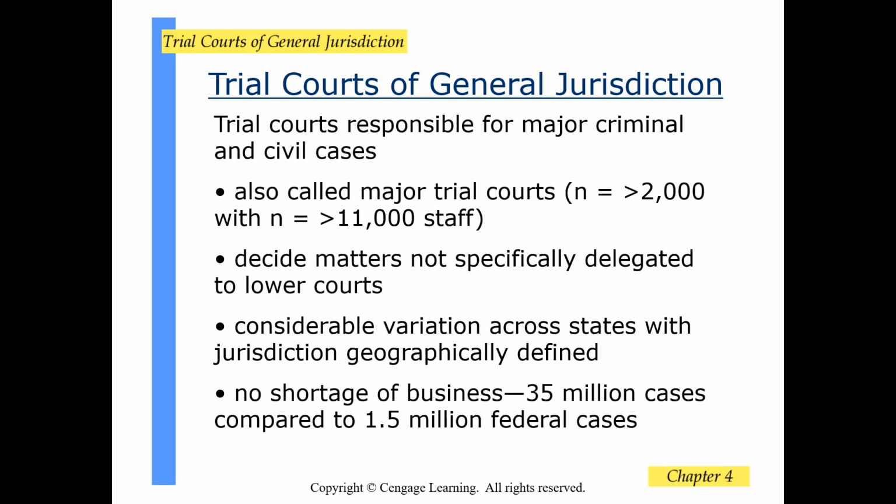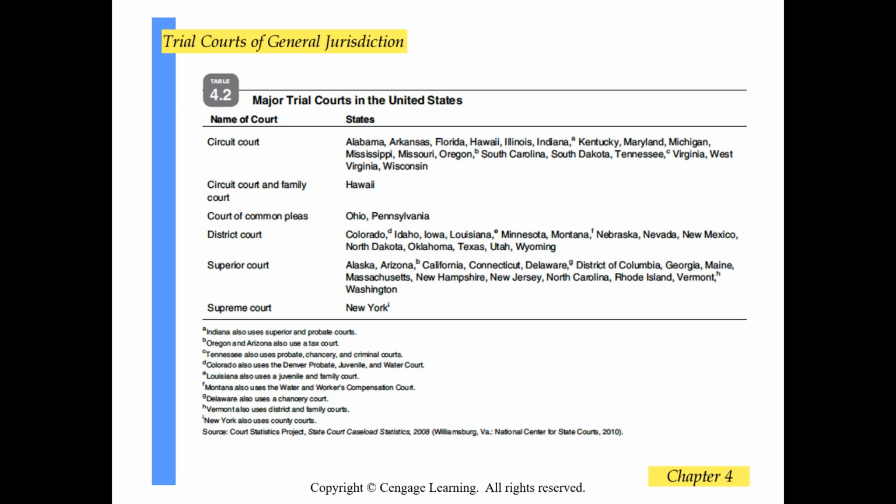Let's think of trial courts of general jurisdiction. These courts are responsible for major criminal and civil cases, also called major trial courts. They decide matters not specifically delegated to lower courts and have considerable variation across states with jurisdiction geographically defined. And there's no shortage of business in these general jurisdiction courts. They handle 35 million cases compared to 1.5 million federal cases. Table 4.2 shows you major trial courts in the United States.